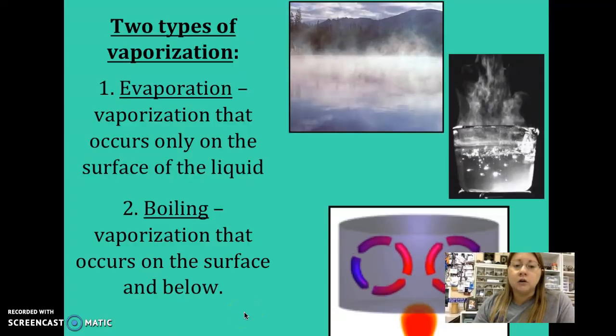Boiling is going to occur from the surface of the liquid, but on down to the bottom of the liquid as well. So in this example, this is basically showing you if you were boiling water to make spaghetti or tea or something else.